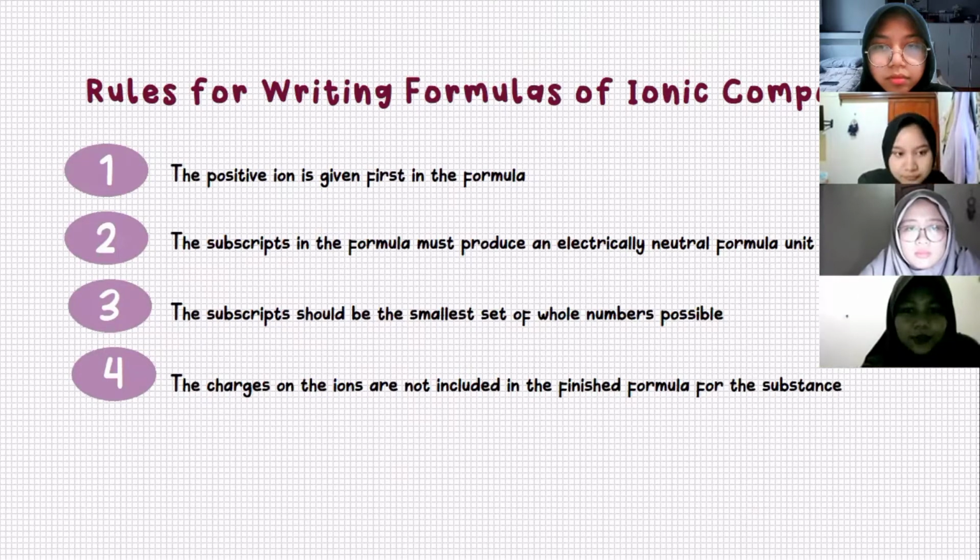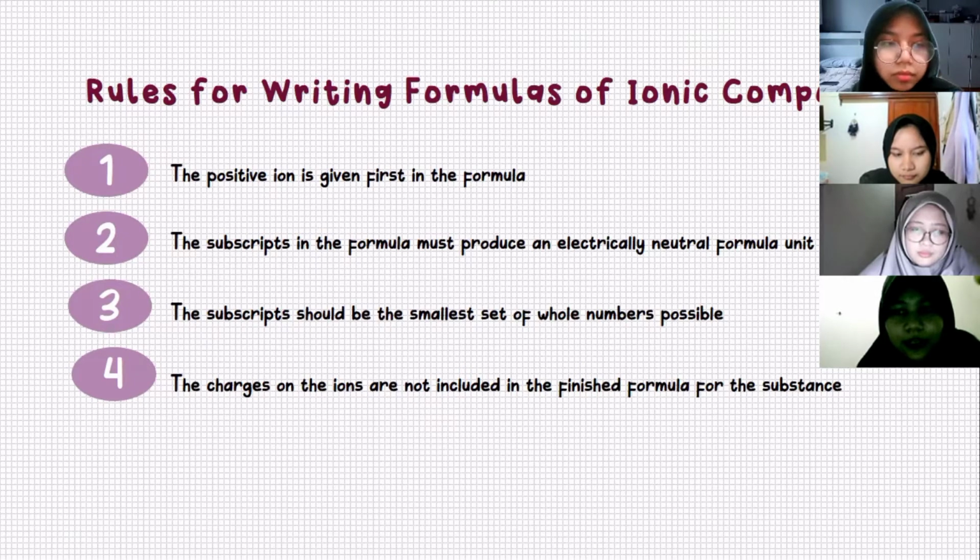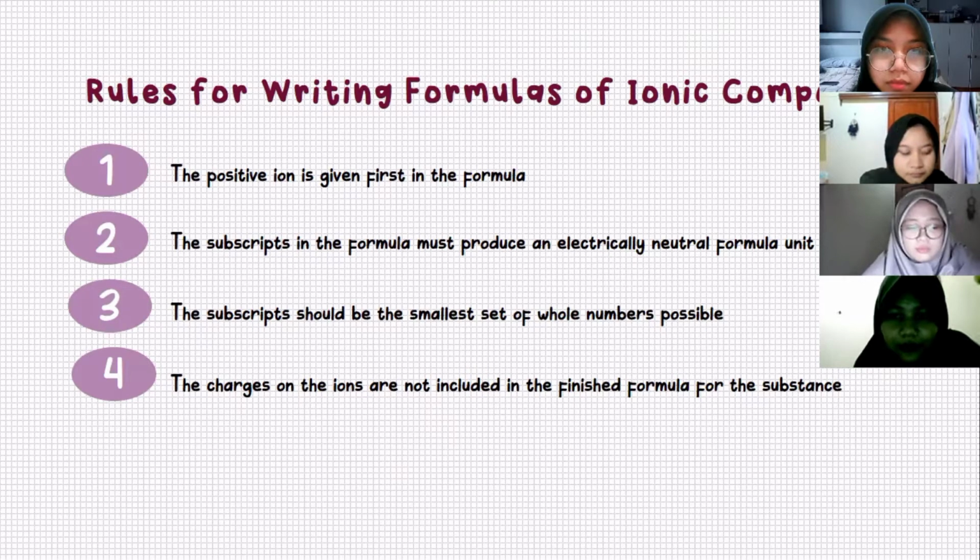And then the rules for writing formulas of ionic compounds. The first is the positive ion is given first in the formula. Second is the subscripts in the formula must produce an electrically neutral formula unit. Third is the subscripts should be the smallest set of whole numbers possible. And fourth is the charges of the ions are not included in the finished formula for the substance. Next.